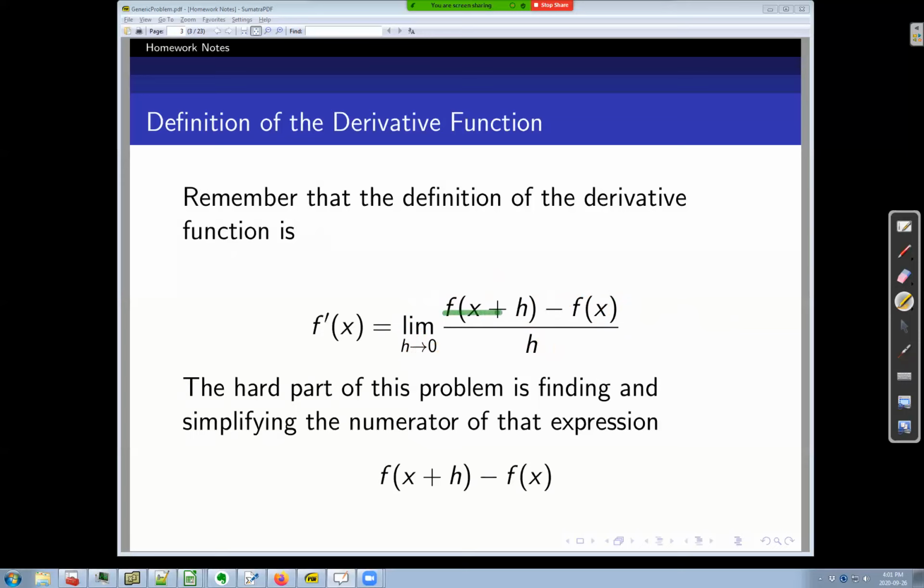So simplifying this numerator is going to be the hardest part of the problem. In fact, that's the main part of the problem. Once we can simplify that numerator, then the problem will be pretty easy. So let's see how that goes. Again, the moral of the story is we have to compute this limit. If you want to compute a derivative, you always start with this limit.